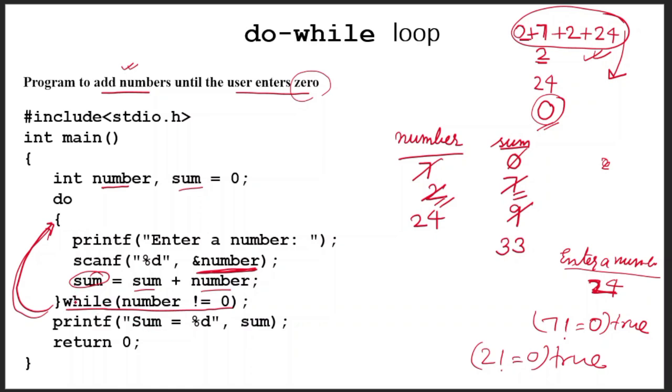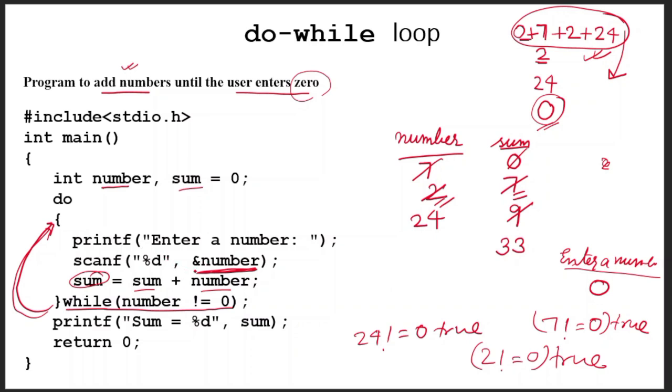Now again we will check the test condition, while number not equal to 0. The number was 24, 24 not equal to 0, right? The condition is true. So again you will enter the body of the do while loop. Again it is going to ask the user to enter a number. Suppose this time the user enters 0.